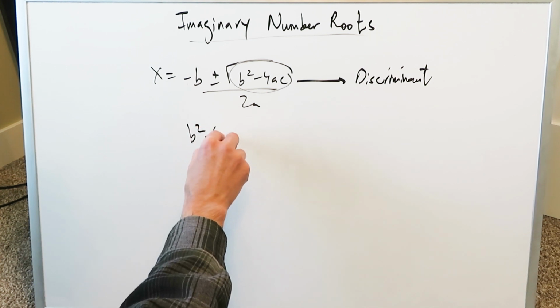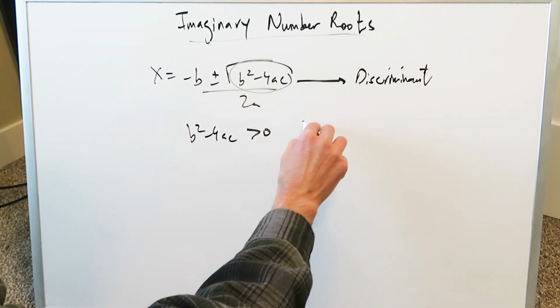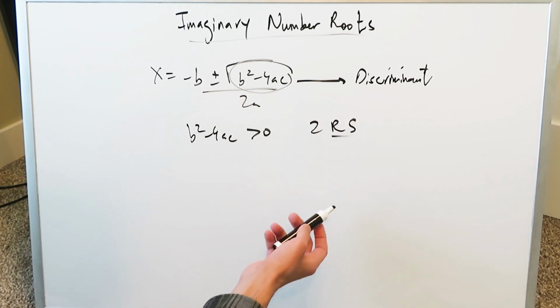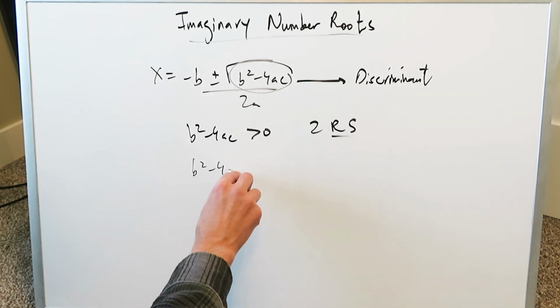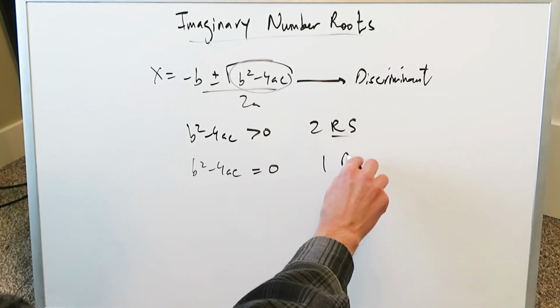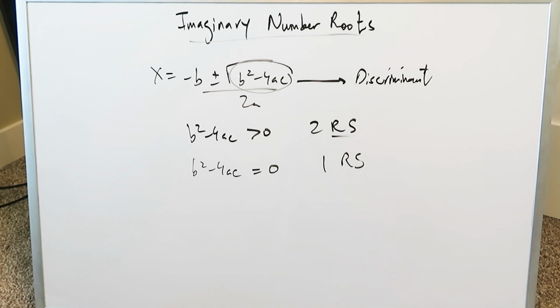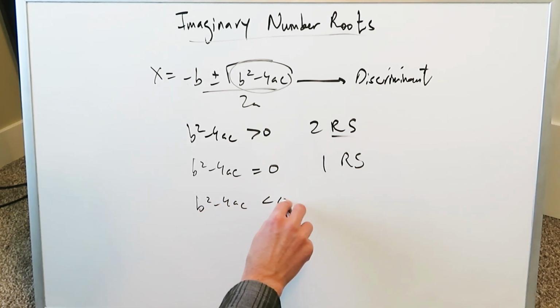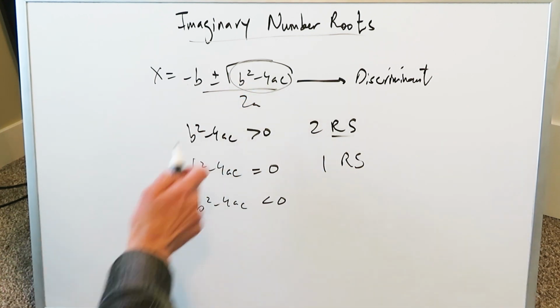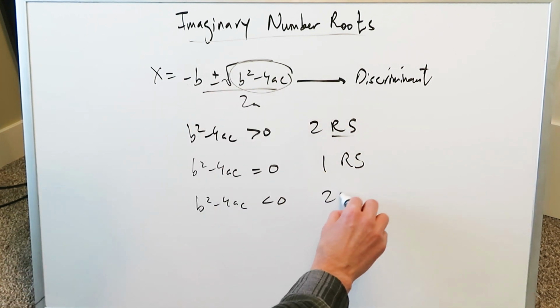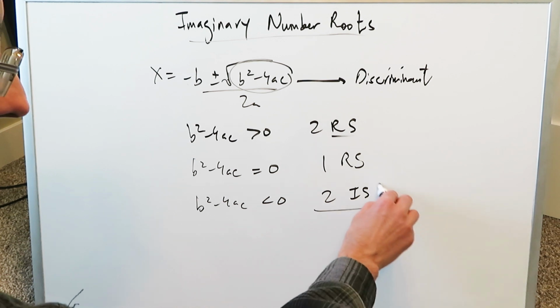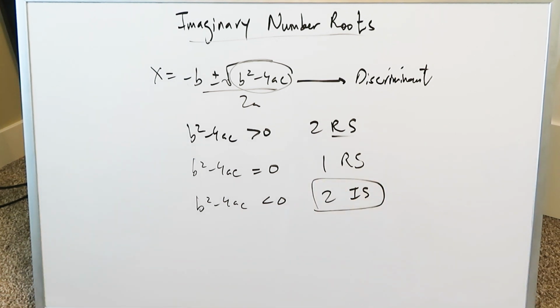When b squared minus 4ac is larger than 0, you know you have two real solutions. When b squared minus 4ac is equal to 0, you have one real solution. You know that to be the case. When the value b squared minus 4ac happens to be less than 0, you bring in a negative in terms of the square root, and then you have two imaginary solutions. In this video, we're focusing right here on two imaginary solutions.